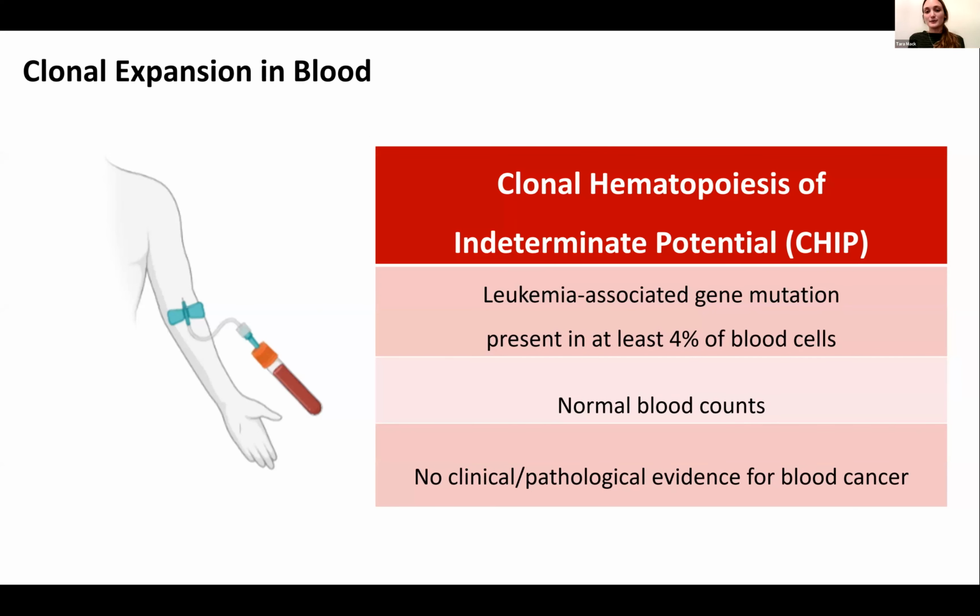So this idea of you have this acquired driver mutation that's associated with blood cancer. So this is a specific list of blood cancer associated mutations that are present in at least 4% of your blood cells. So you have that driver mutation present, but you don't see any clinical consequences yet. So you have normal blood counts, you don't see anything like cytopenia, and you also have no clinical or pathological evidence for blood cancer. So like I said, sort of that yellow light phase of the mutation.